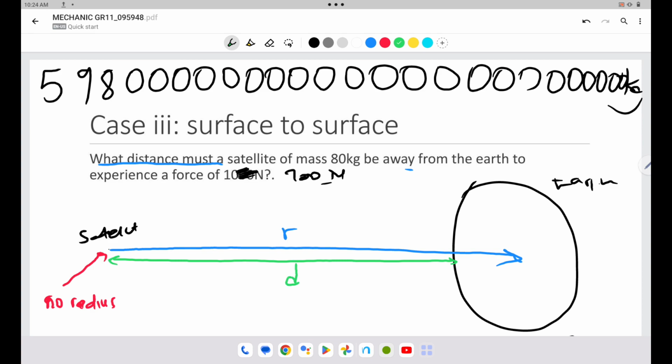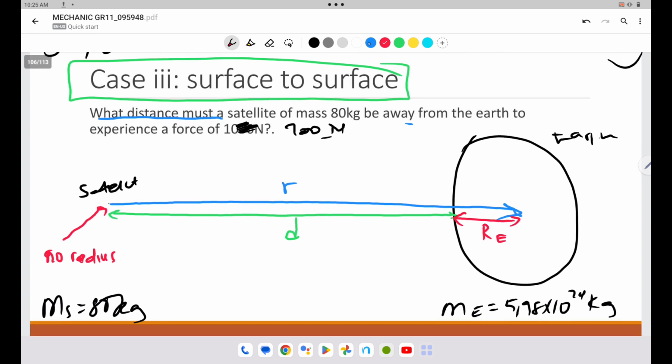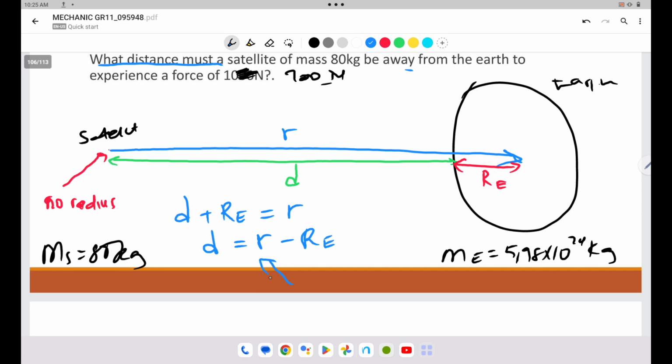So over here we are looking for a surface to surface distance. Hence, I called this a surface-to-surface problem. But what else do we know? We know the radius of the Earth. So we can find an expression for D. We know from the diagram that D plus the radius of the Earth will give us small r. So if we find small r, we can make D subject of the formula. That will be r minus the radius of the Earth. Where do we get this? We get it from the formula, the universal gravitational law in mathematical form.